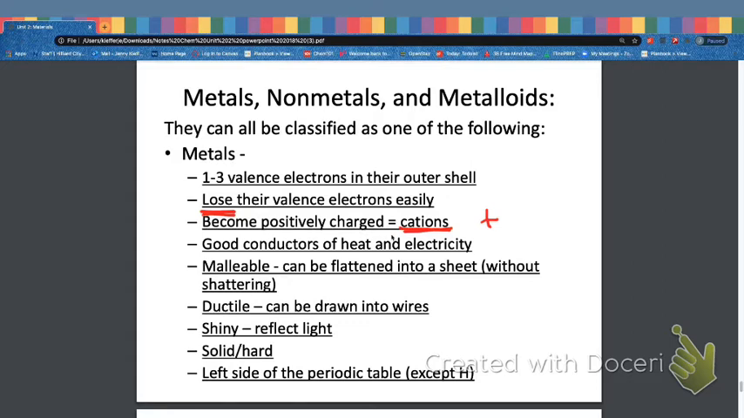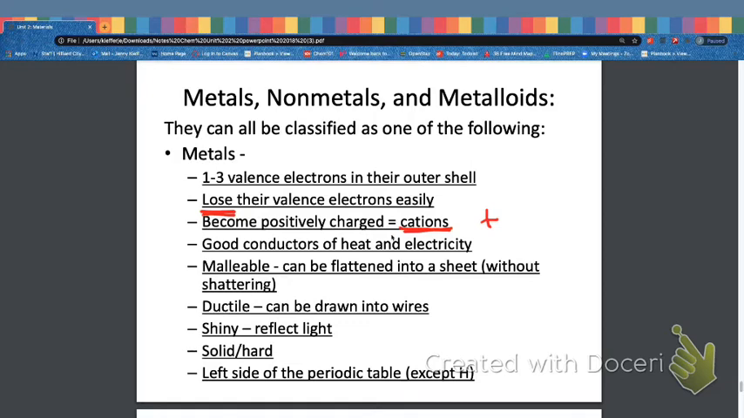Now, the fact that they have these loose valence electrons, that's what causes them to be good conductors of heat, good conductors of electricity. Those loose electrons can sort of move around. The fancy name for it is delocalized. So we have a chunk of iron or a chunk of copper. The individual electrons around those atoms, they don't always just stay with their own atom. They kind of move around.